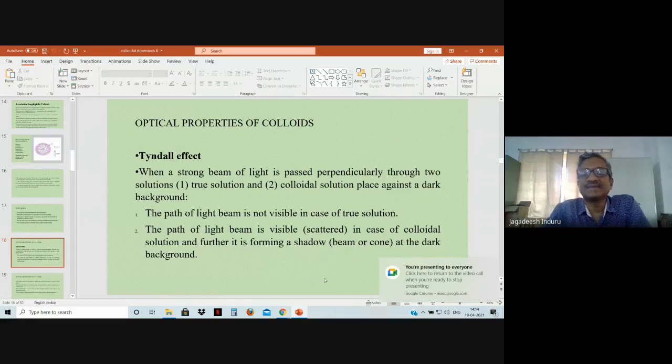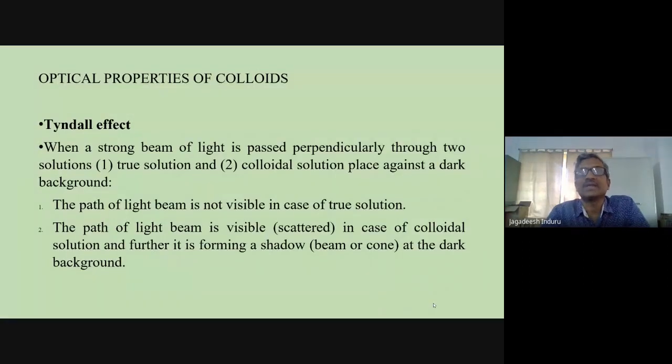So now we will be seeing the optical properties of colloids. There are three types of properties which exist because of the size which is peculiar in the case of colloids. One is optical properties, another one is kinetic properties, another one is electrical properties. In the optical properties, we have one phenomenon called the Tyndall effect.